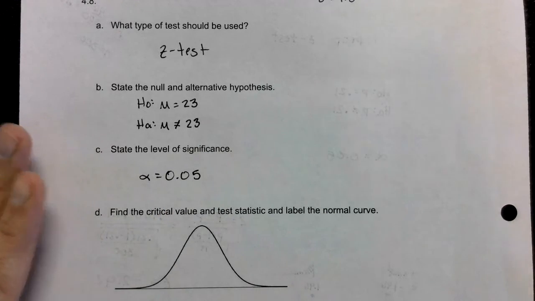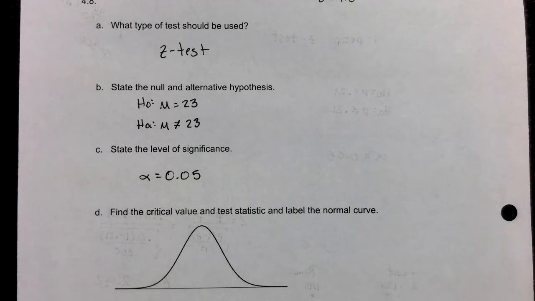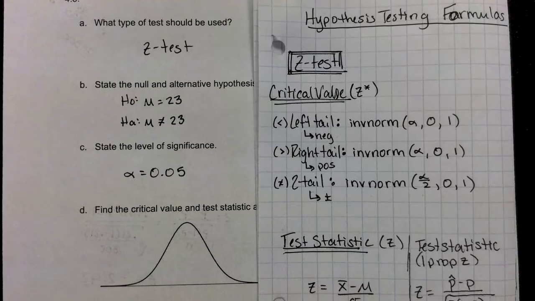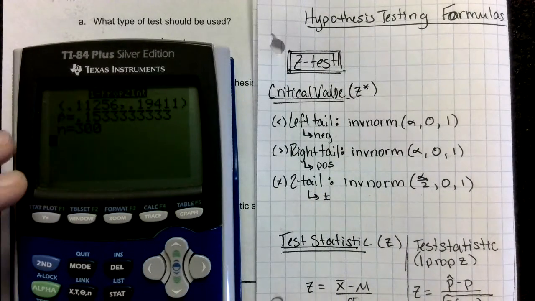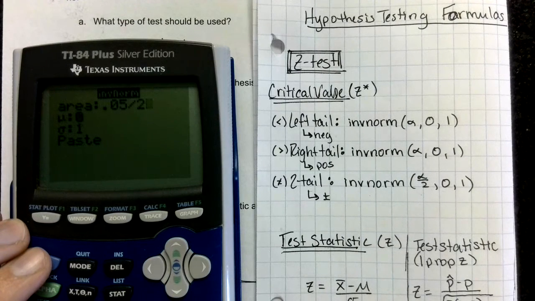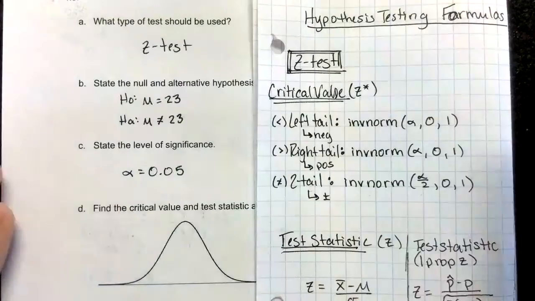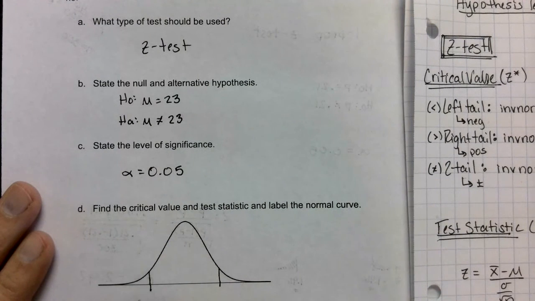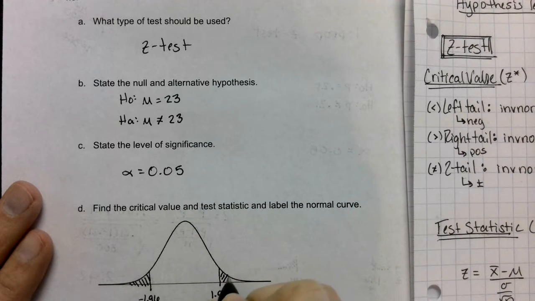Again, unless they say otherwise, alpha is going to be 0.05. So critical value and test statistics. This is where I'm going to my formula sheet. Two-tailed test. We should remember this from the last example, but just in case: second vars, inverse norm, alpha divided by 2, 0, and 1. So 1.96. And because it is a two-tailed test, we're going to have negative 1.96 and positive 1.96. So we have two separate reject regions.